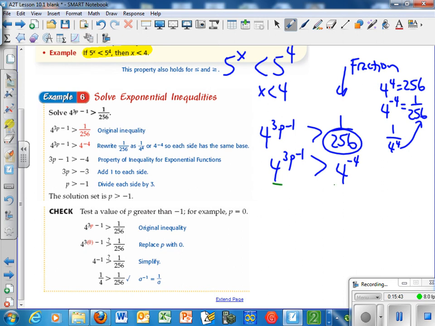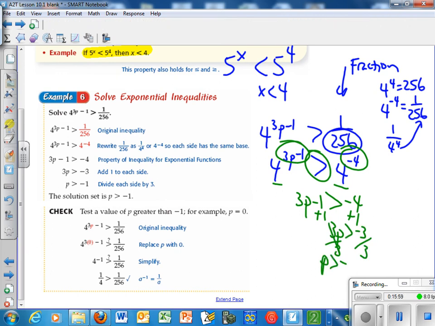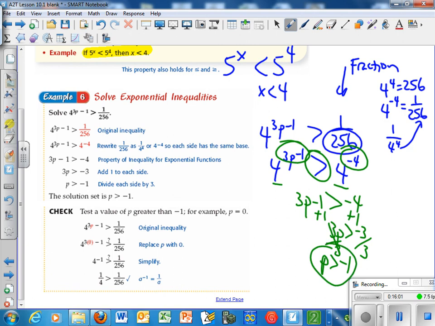Now that I have the bases the same, it's not an equal sign now, we're just going to say this exponent is greater than this exponent, and then we're going to solve it. We're going to add 1, so 3p is greater than negative 3. We're going to divide by 3, so p is bigger than negative 1. And they go through and show it checks out here if you want to go ahead and plug it back in.